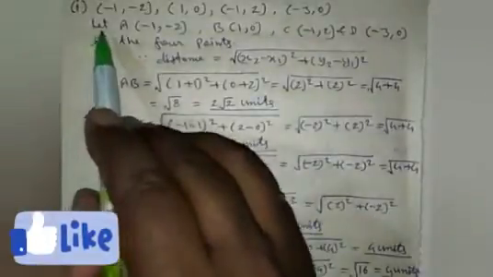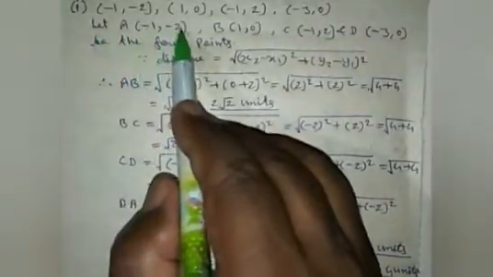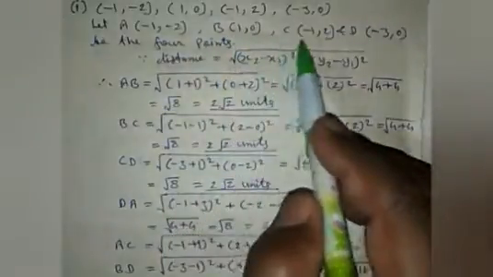Here let point A be (-1, -2), B (1, 0), C (-1, 2), and D (-3, 0). These are the 4 points. Since distance is equal to under root (x2 minus x1) whole square plus (y2 minus y1) whole square.